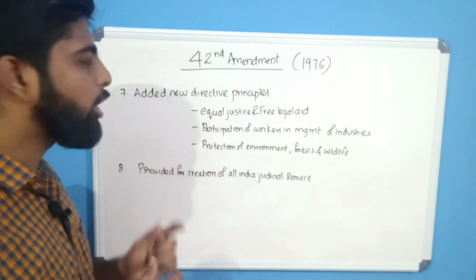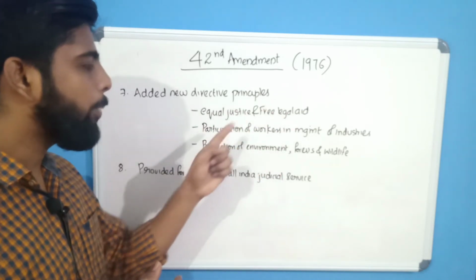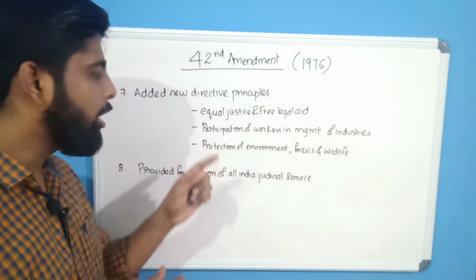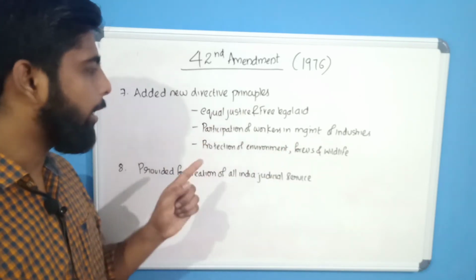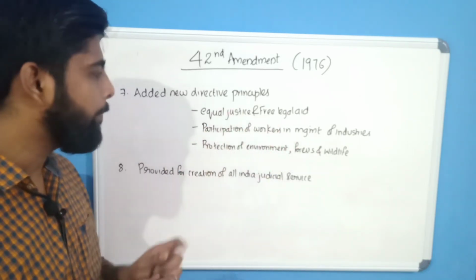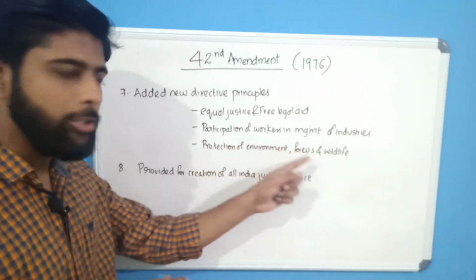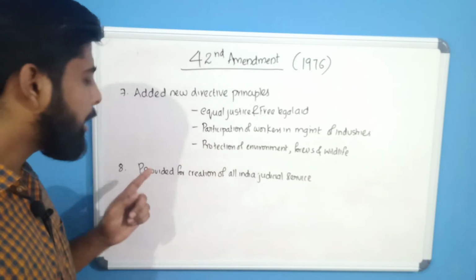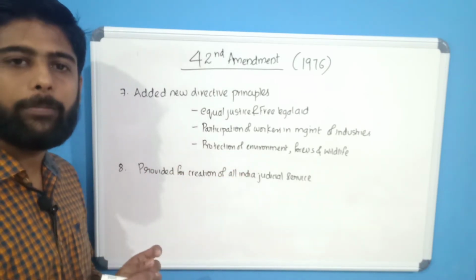It added new directive principles, that is equal justice and free legal aid, participation of workers in management of industries, protection of environment, forest and wildlife. So the three directive principles which are added are equal justice and free legal aid, participation of workers in management of industries, and protection of environment, forest and wildlife. It also provided for creation of the All India Judicial Service.